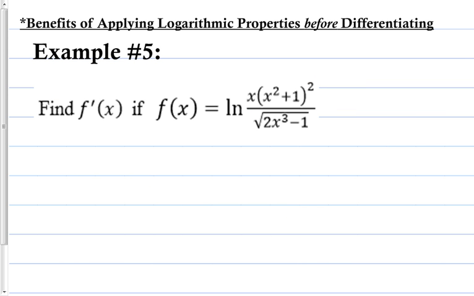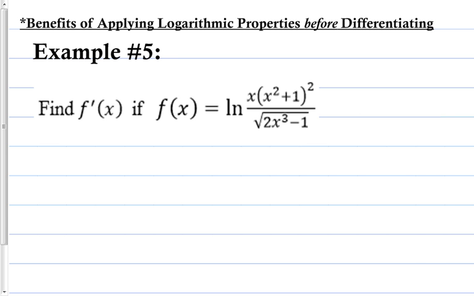All right, benefits of applying logarithmic properties before differentiating. Okay, so look at this equation. It looks hideous. It is horrible. The top is a product rule. The whole thing is a quotient rule. The bottom has a chain rule. The top has a chain rule in it too. So before we start crying, simplify it. Simplifying it using the properties.